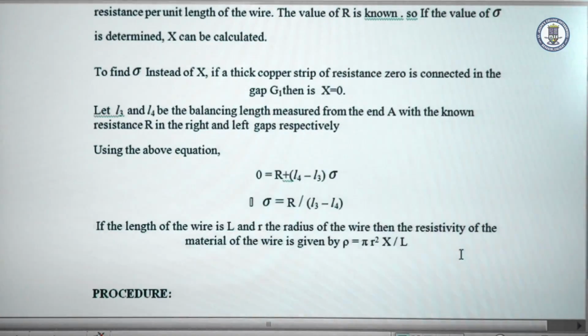Then if we know the length of the wire and the radius of the wire, the resistivity of the material of the wire can be calculated using the formula rho equals pi r square X by L.